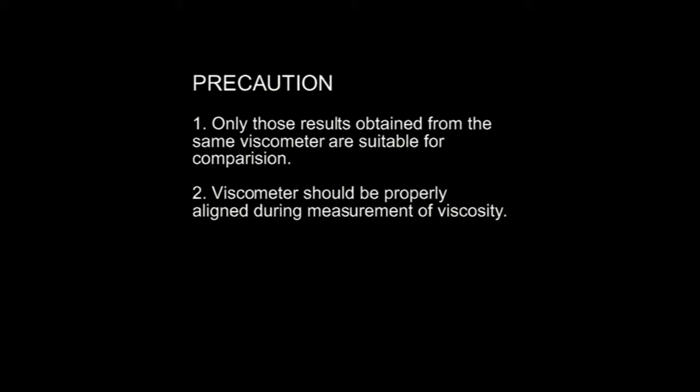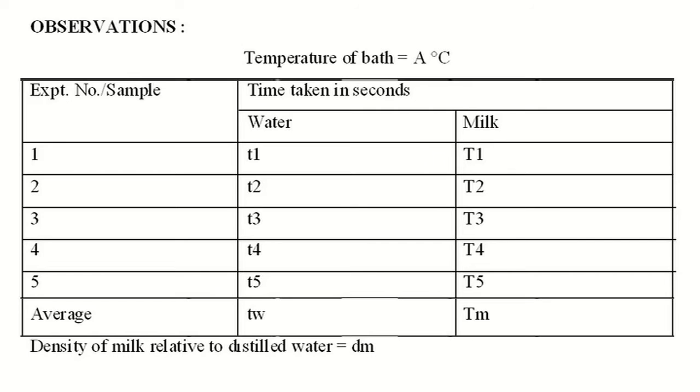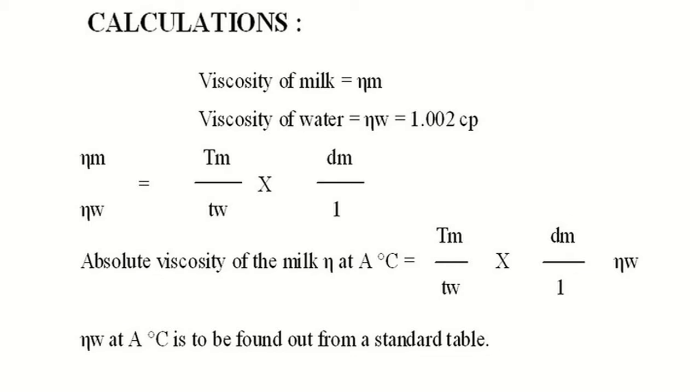Precautions. Only those results obtained from the same viscometer are suitable for comparison. The viscometer should be properly aligned during measurement of viscosity. Observation, calculations, results and conclusions. The relative viscosity of the sample at A degrees Celsius. The absolute viscosity of the sample at A degrees Celsius.